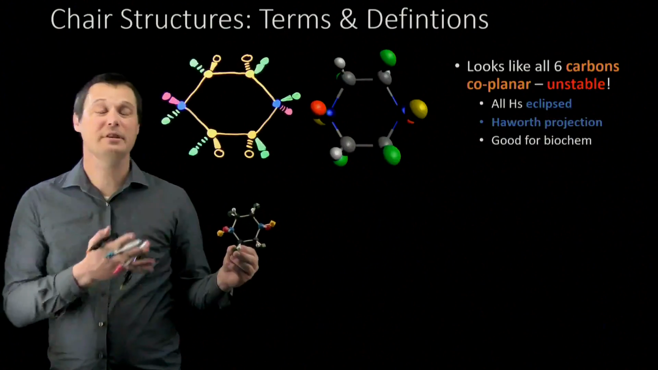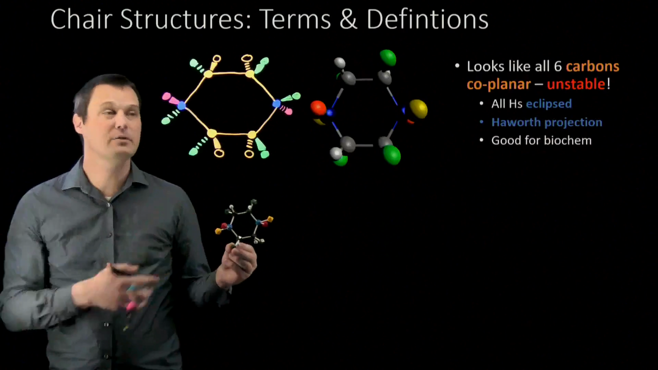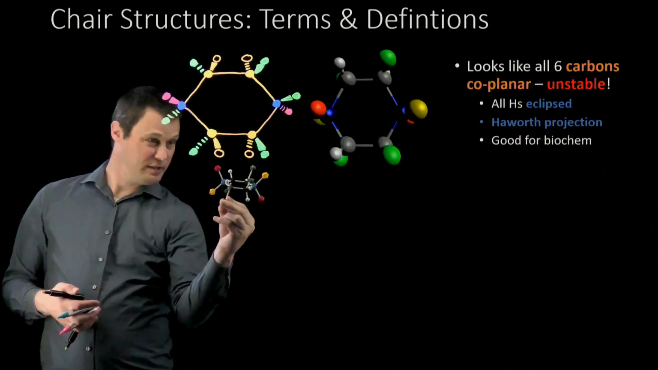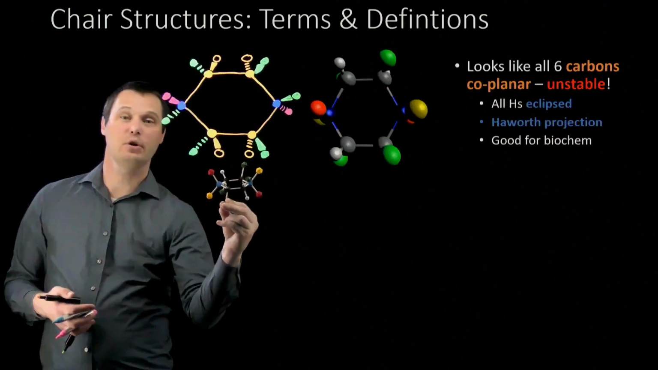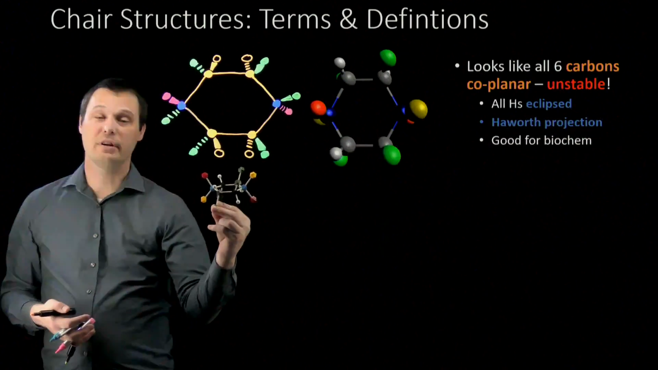The first thing to say about this line angle structure of C₆H₁₂ is that it looks like all 6 of those central carbons are all coplanar. And you can make them all coplanar. It actually takes a little bit of work to get all 6 carbons to be coplanar. The bonds really don't want to bend this way. And that's because this is a very unstable version of C₆H₁₂.